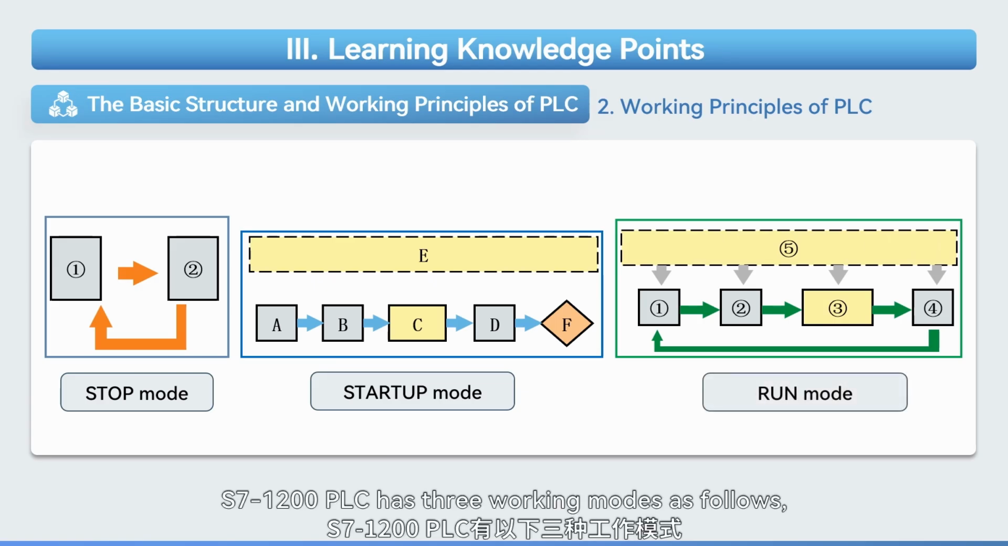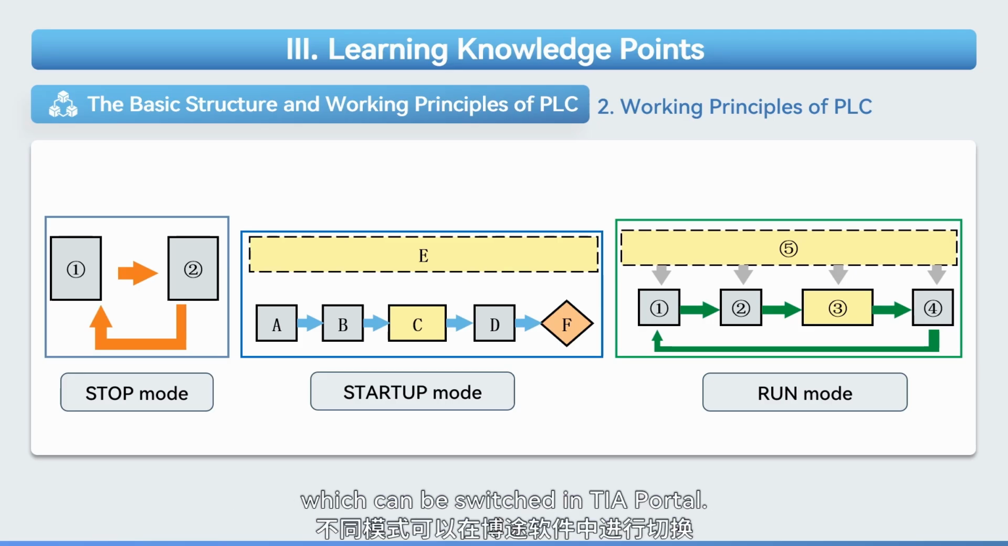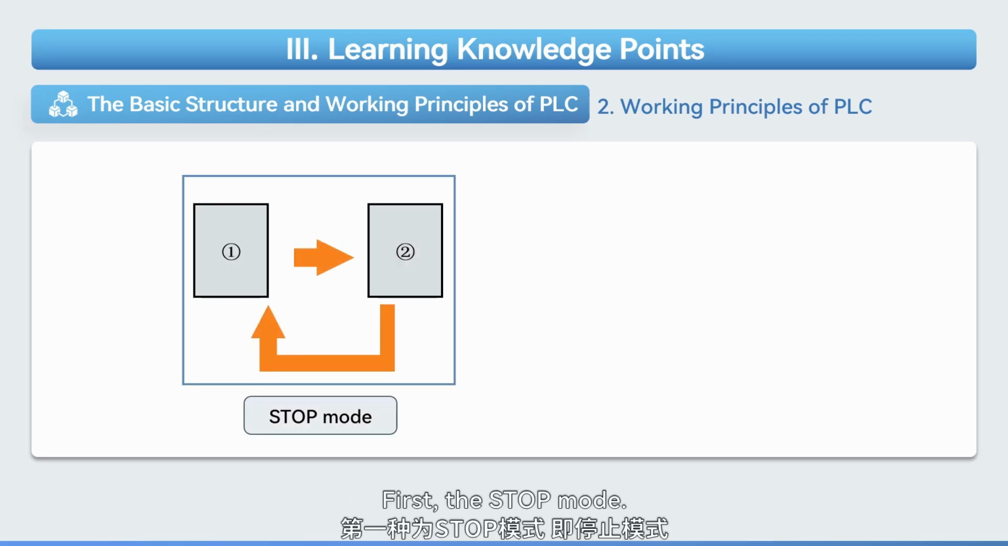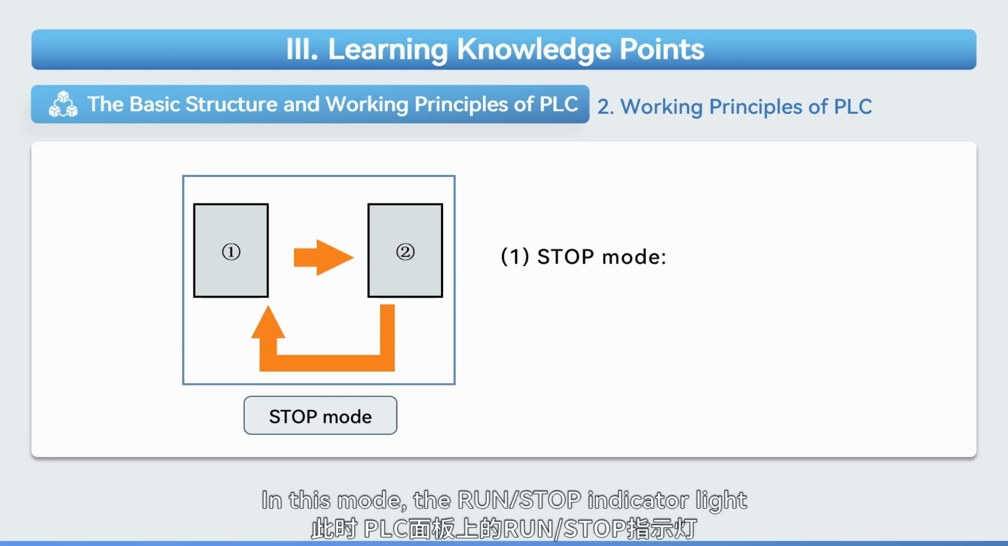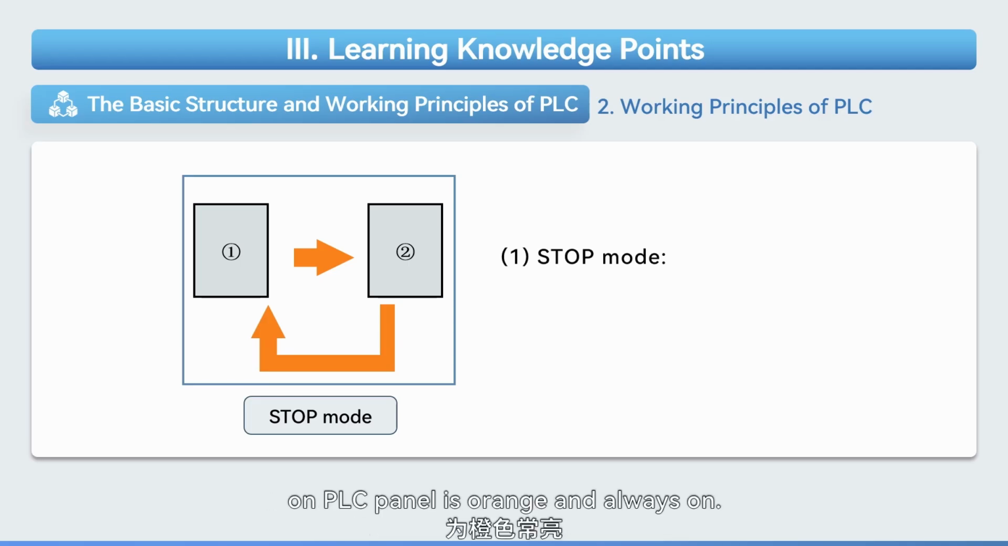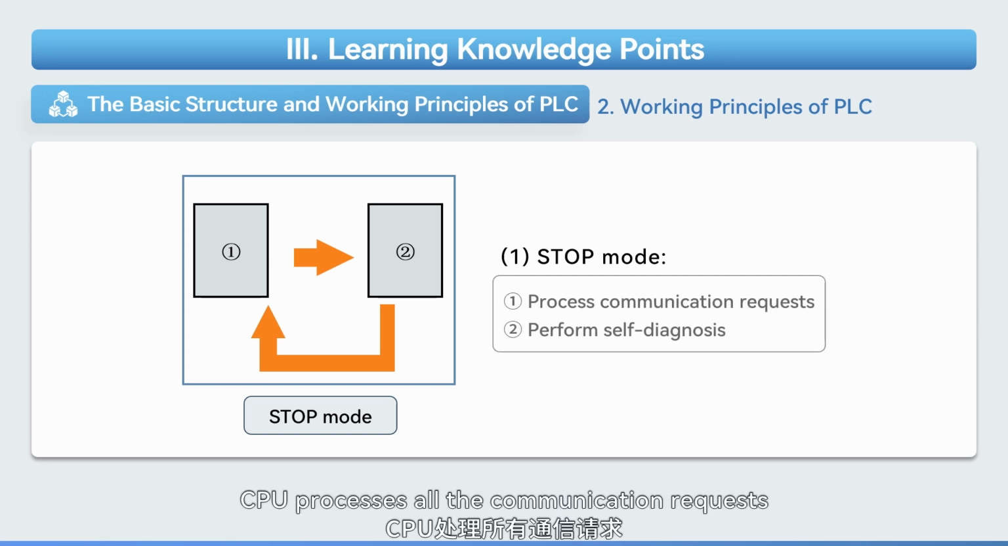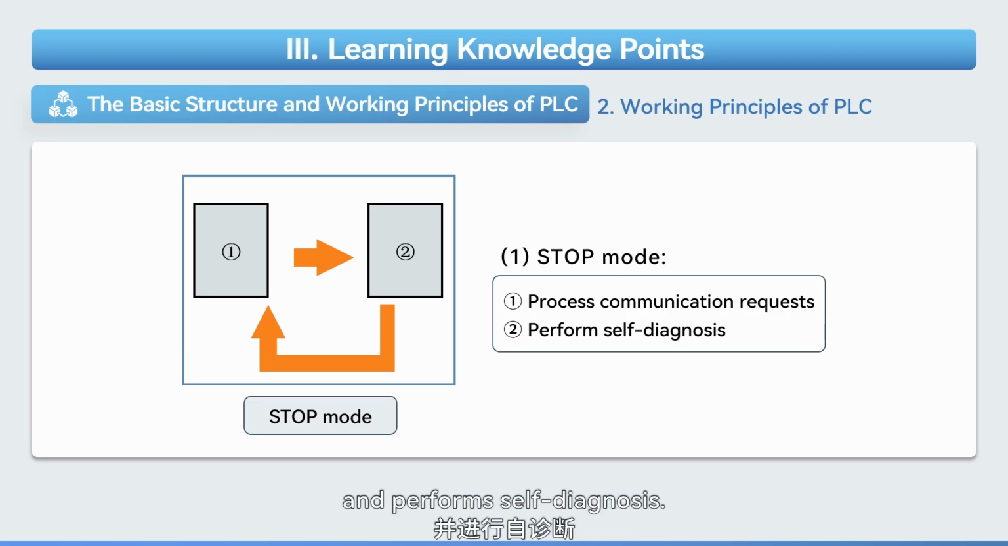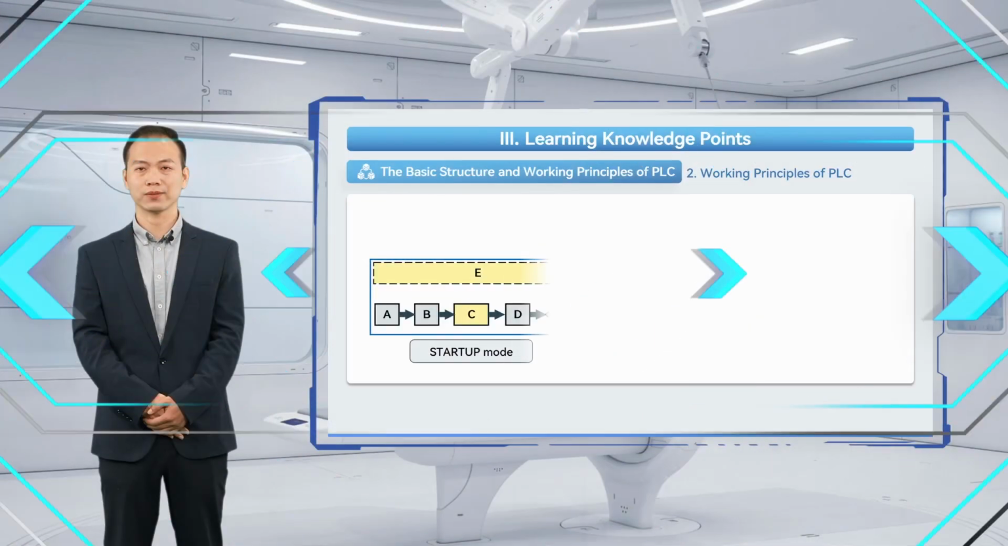S7-1200 PLC has 3 working modes as follows, which can be switched in TIA Portal. First, the stop mode. In this mode, the run/stop indicator light on the PLC panel is orange and always on. The CPU processes all the communication requests and performs self-diagnosis. Programs can be downloaded to the CPU, but no user programs are executed.